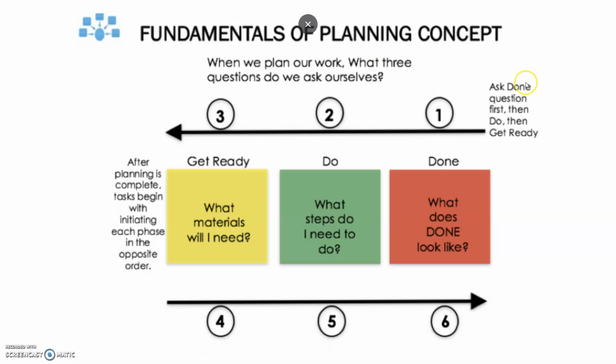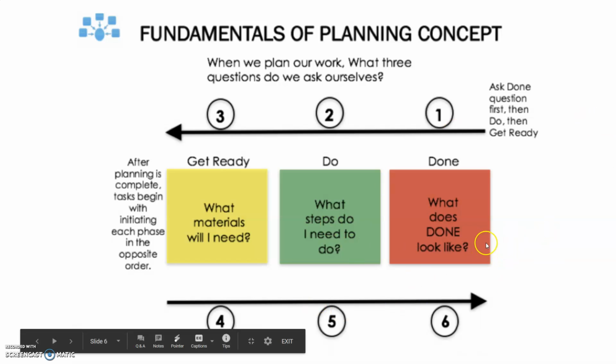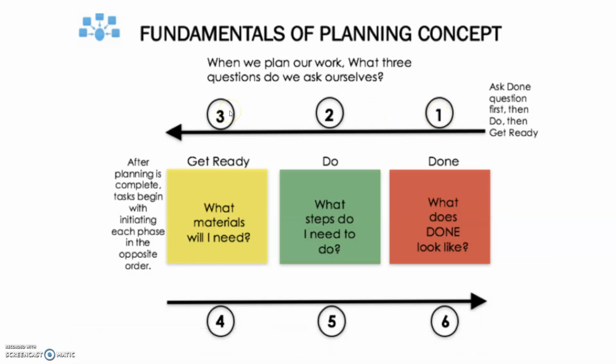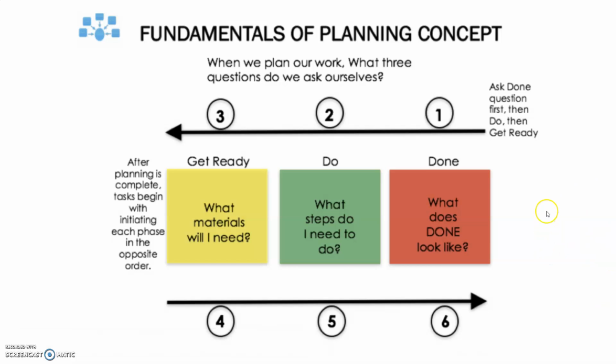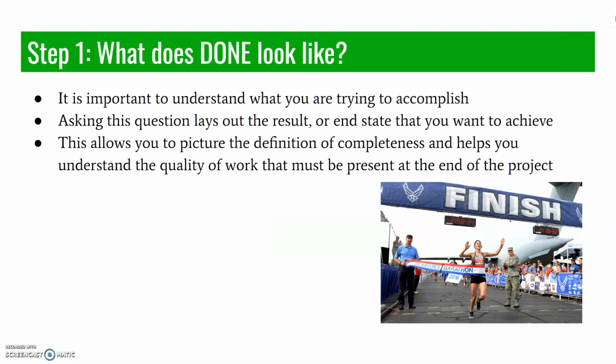Okay, so that's the planning, and we do it in reverse. We figure out our done, we figure out our do, and we're figuring out our materials. When you actually go and complete the project, you do it the other way. You get your materials first, you do all your steps, and then hopefully at the end, you get your final project. But we are only working on planning, so we're only working on these 1, 2, and 3s. Okay? Save the 4, 5, and 6 for when you actually do the project. And another time.